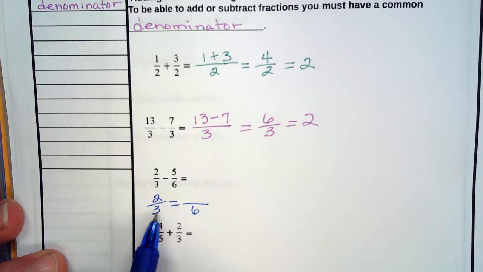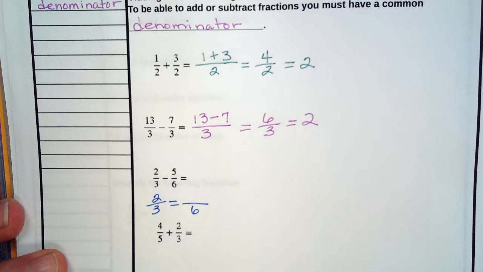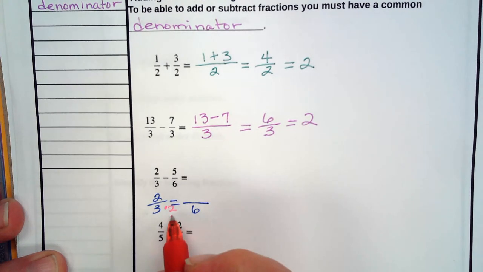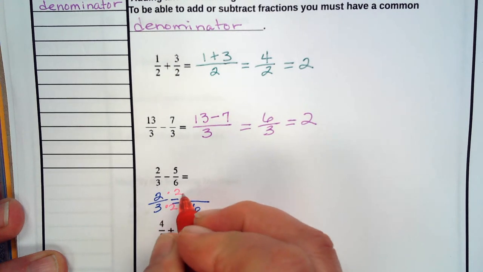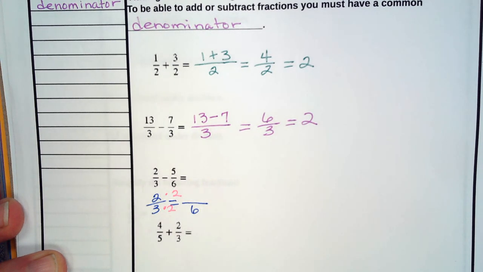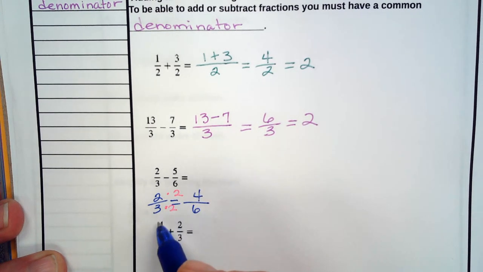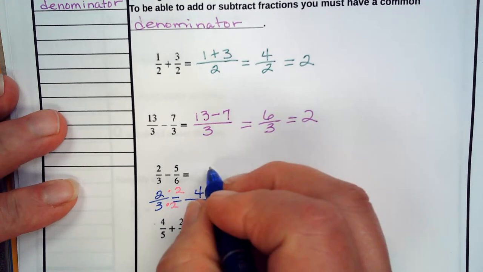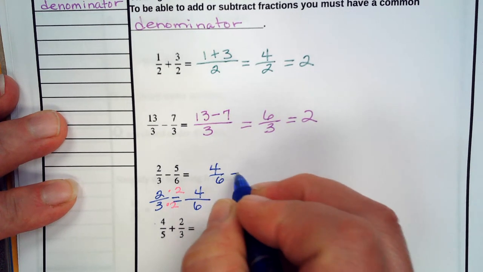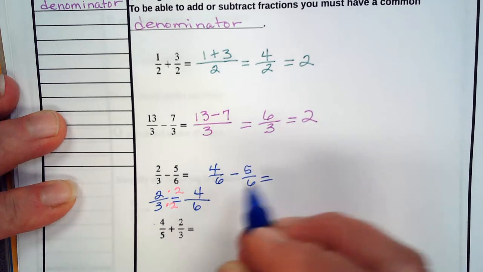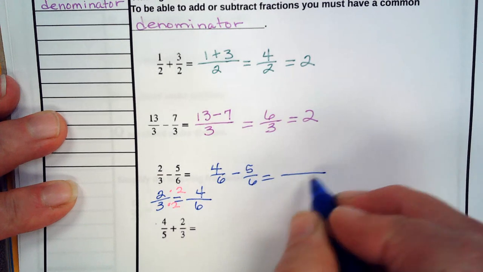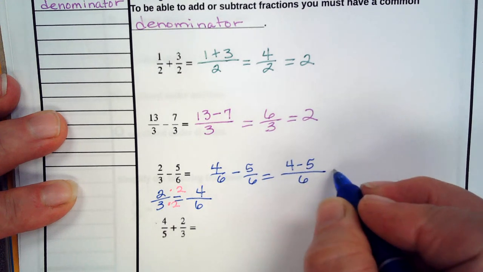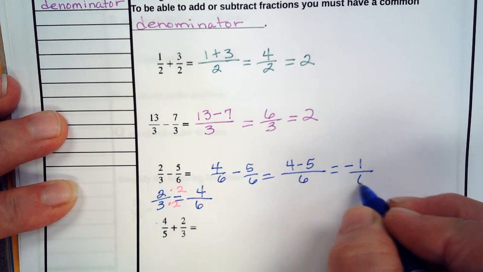Okay, what have I multiplied 3 by to get 6? Well, I multiplied it by 2. So whatever I do to the bottom, I've also got to do to the top. 2 times 2 is 4. So 2 over 3 is equivalent to 4 over 6. And I can now rewrite. 4 over 6 minus 5 over 6 equals, now they're both over 6, it's going to be over 6. 4 minus 5, deal with those numerators. So this is negative 1 over 6.